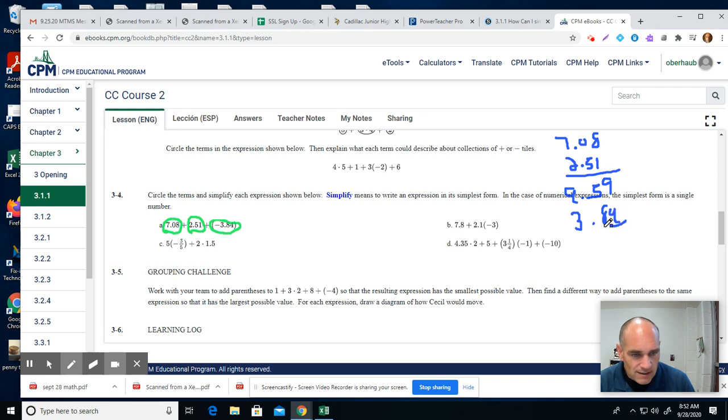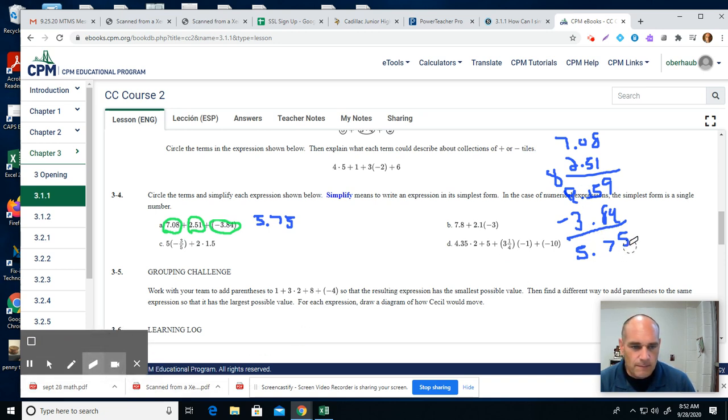So now my signs are different, so I need to subtract these. It's going to give me a 5, makes this a 15. That becomes an 8. 15 minus 8 is 7, and 5. My biggest number is positive, so my answer is 5.75. So making sure I line up my decimals when I add them.